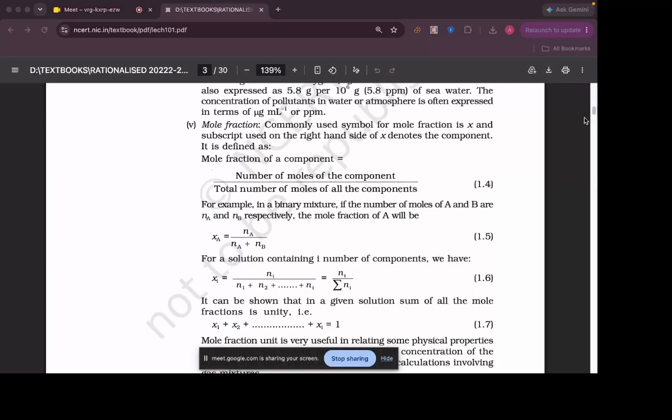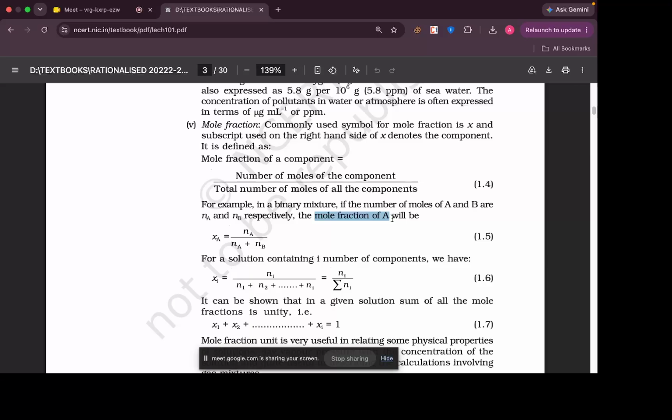Rayan, tell me, what will be the mole fraction of B? Mole fraction of B, X of B, right? B is your solute in the mixture, correct? Its moles are denoted by Nb. Tell me the mole fraction of B.